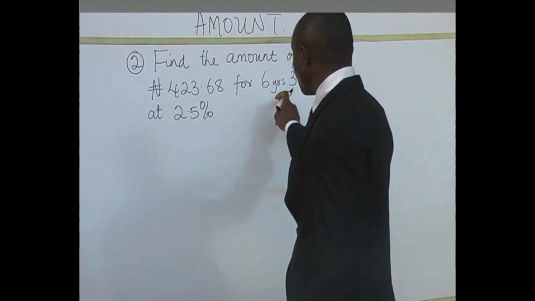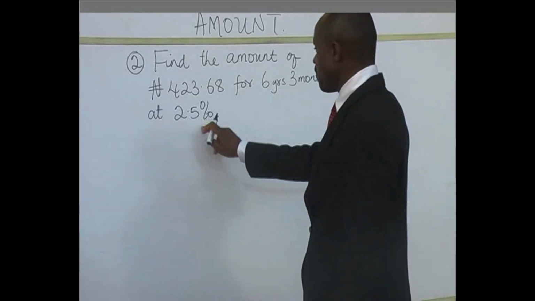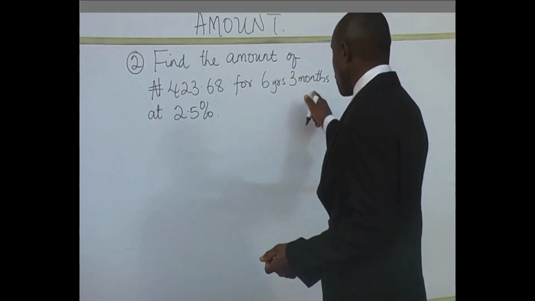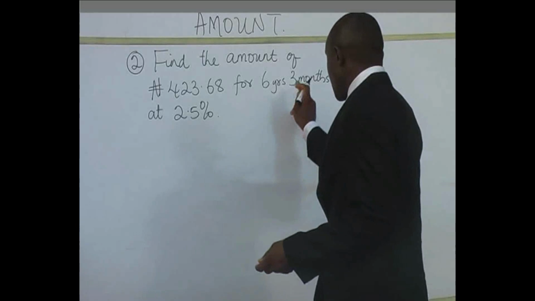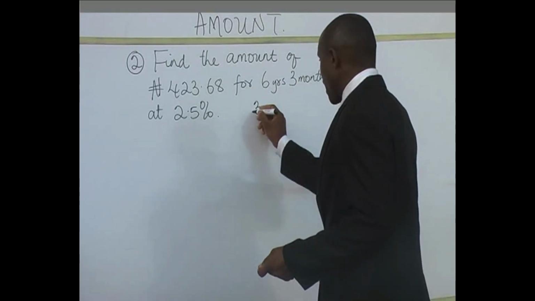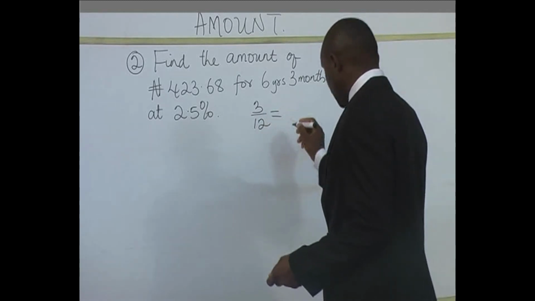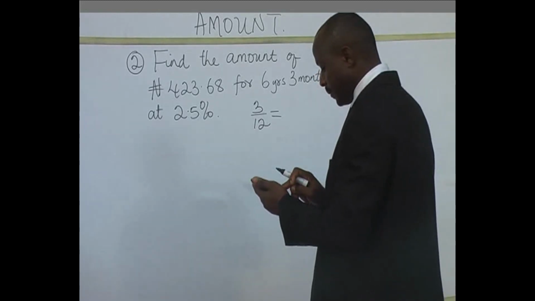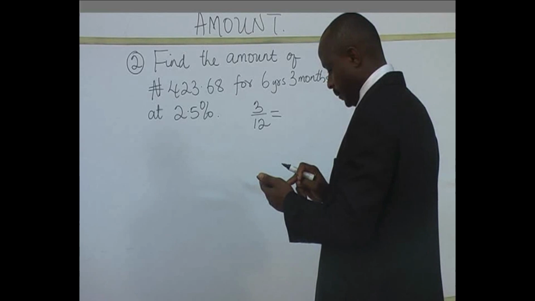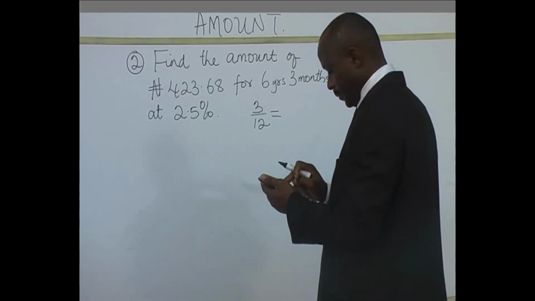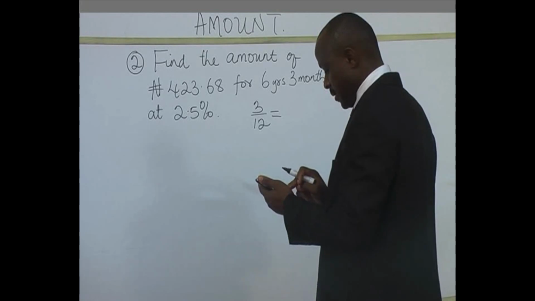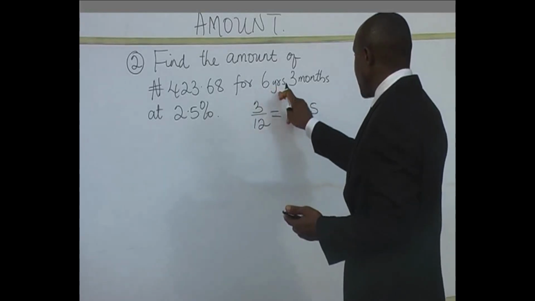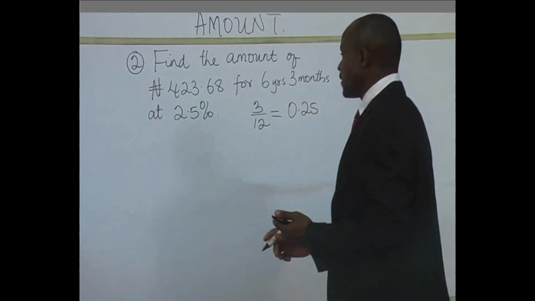Find the amount of 423.68 naira for 6 years, 3 months, at 2.5%. First of all, convert 6 years and 3 months into years. 3 months means 3 divided by 12. And 3 divided by 12 is 0.25. That means 6 years, 3 months is 6.25 years.